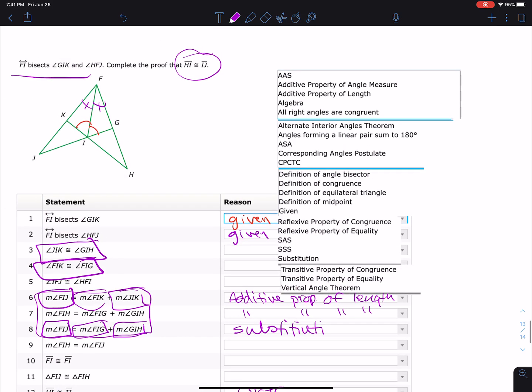Oh my gosh, what just happened? And I think I spelled substitution wrong. Good thing I'm a math teacher, not an English teacher, right? Spelling's important.